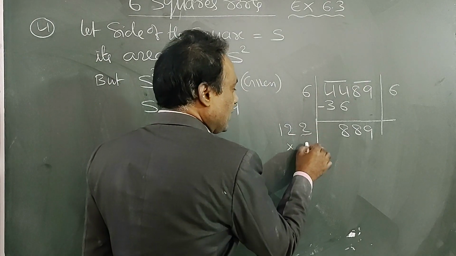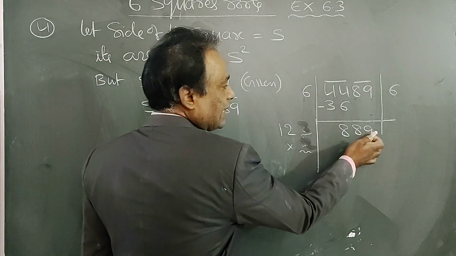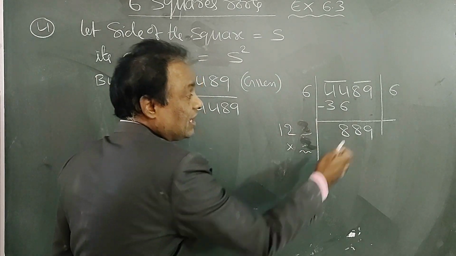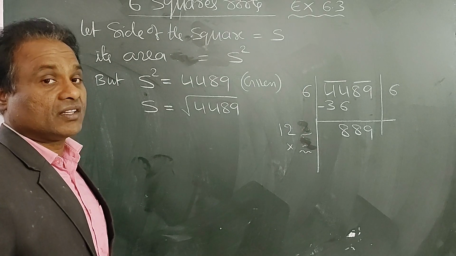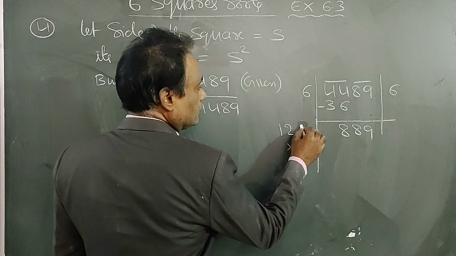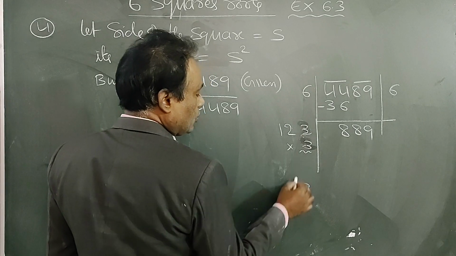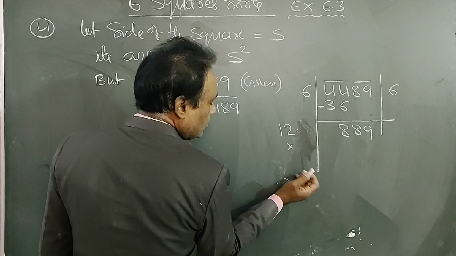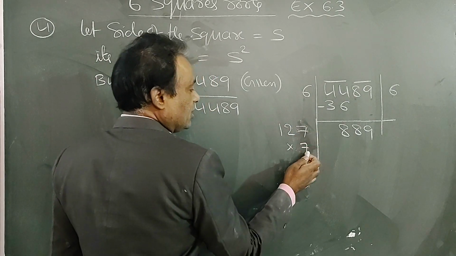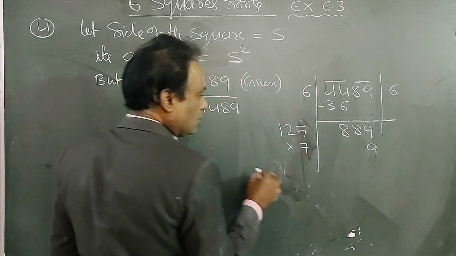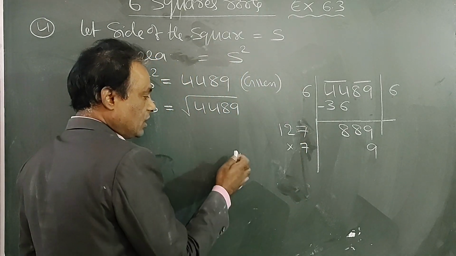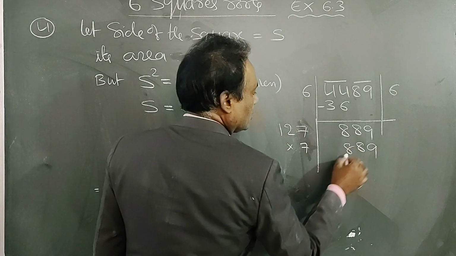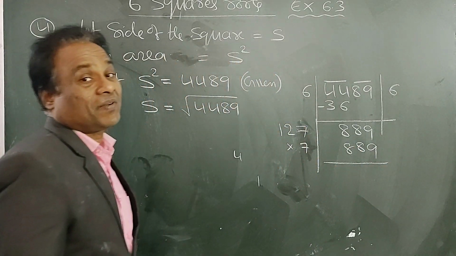If you write 2 and multiply with 2, 2 2s are 4, so we won't get 9. 9 is possible only with 3, since 3 3s are 9, or 7, since 7 7s also give 9 in the last digit. If we take 3: 3 3s are 9, 3 2s are 6, 3 1s are 3. We are not getting 889, so 3 is not right. Let us try 7. 7 7s are 49, write 9 carry 4, 7 2s are 14 plus 4 is 18, 1 carry, 7 1s are 7 plus 1 is 8. So write 7 and multiply with 7.